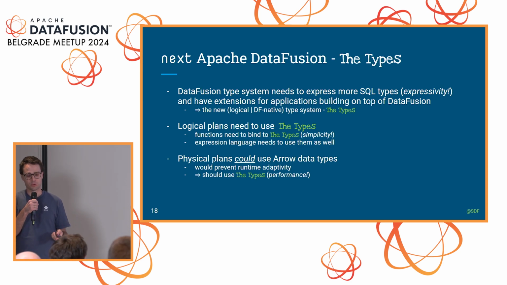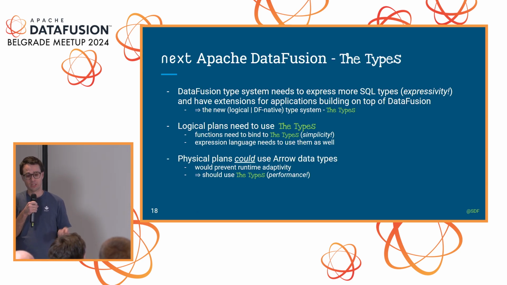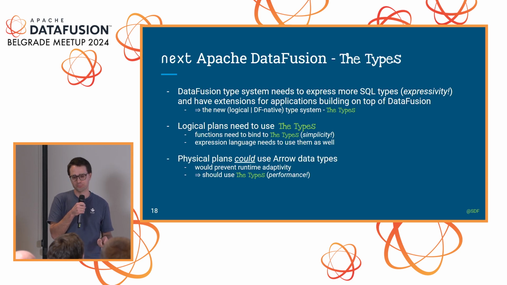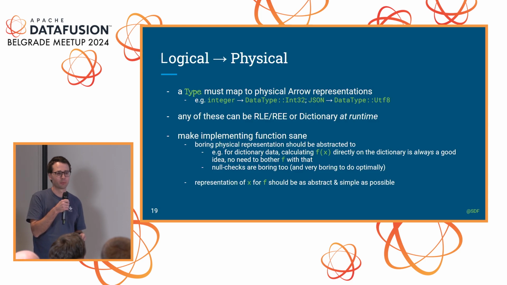The logical plans should use them. The physical plans, as on the previous slide, I think should also use them, because otherwise we lose this performance optimization opportunity. The types need to know how they're represented, so they need to know their carrier type or the Arrow representation type. Maybe there is one, maybe there are many; this relation needs to be very well defined.